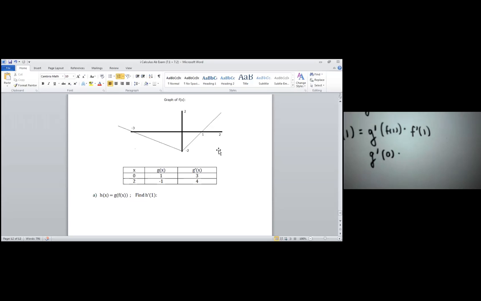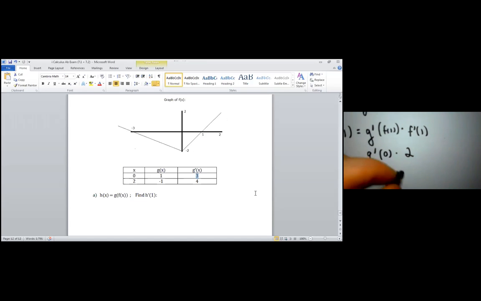It's the slope of the graph. Perfect, slope of the graph. So the slope of this graph is what? Up 2 over 1, up 2 over 1, we're good with 2. And then the last thing we need is G prime of 0. G prime of 0 appears to be 3, times 2. Final answer, 6. Any questions on part A?